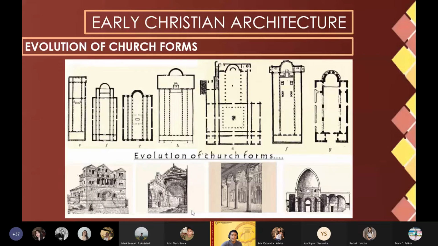Next slide. Evolution of church forms. As I've said before, early Christian architecture plans are horizontal only, no? Horizontality is one of the characteristics. This one is the basic form of the church during the time. They followed the form of the basilica. But later on, of course, it will evolve.